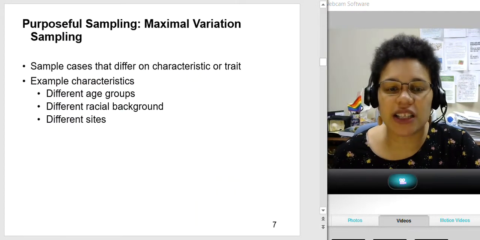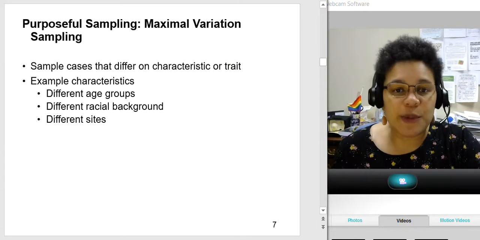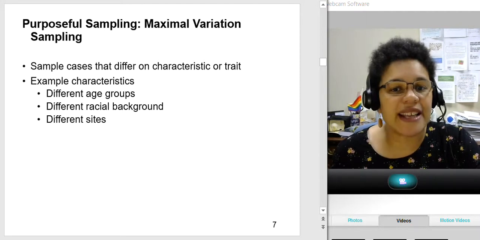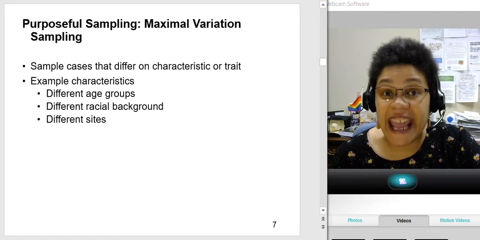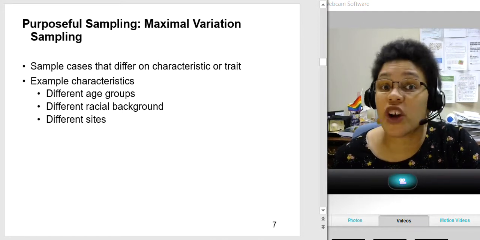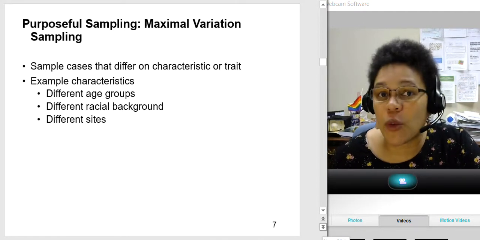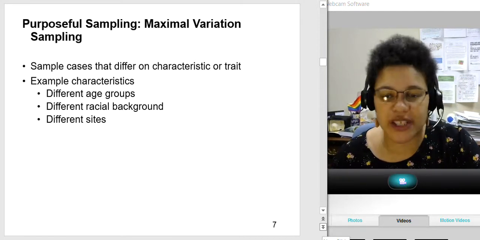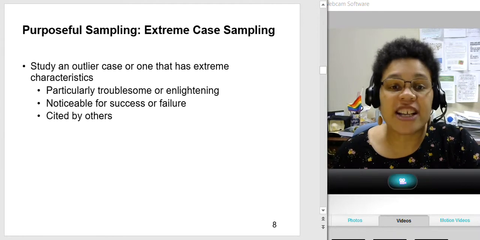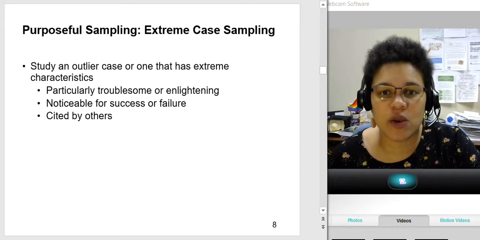So let's talk a little bit about each of these types of sampling. The maximal variation sampling: cases or participants that differ on characteristics or traits, whether it's age groups, gender, racial background, or if they're in different locations. Maybe you're going to look at folks that are working in a city school, folks that are working in a suburban school, folks that are working in a rural school, for example.